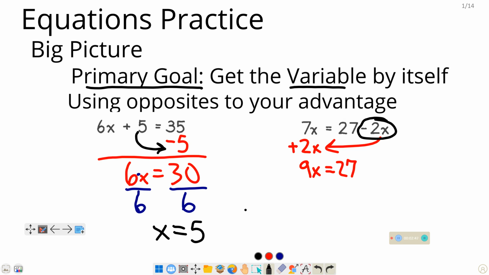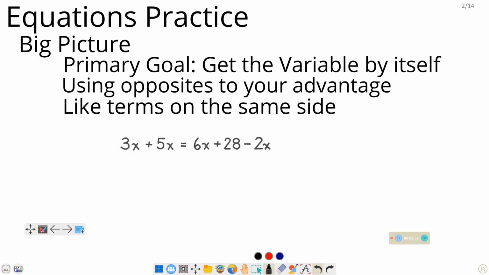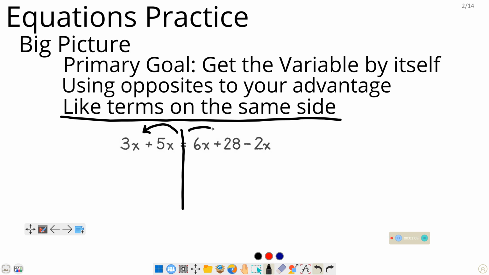Now, as you get into problems that are a little bit more difficult, there is a third component that you have to use. You have to look for like terms on the same side. So notice, I have the equal sign. When I say side, I mean left of the equal sign or right of the equal sign. Now, there are two ways that you can utilize like terms.